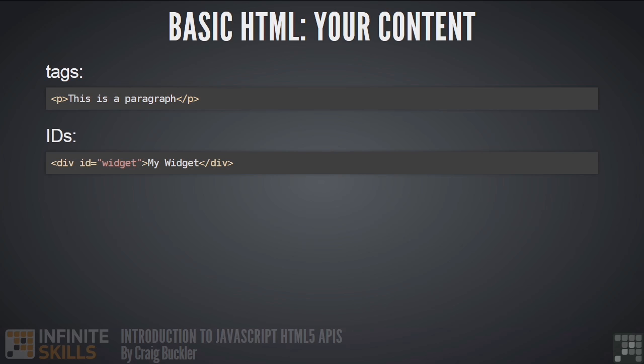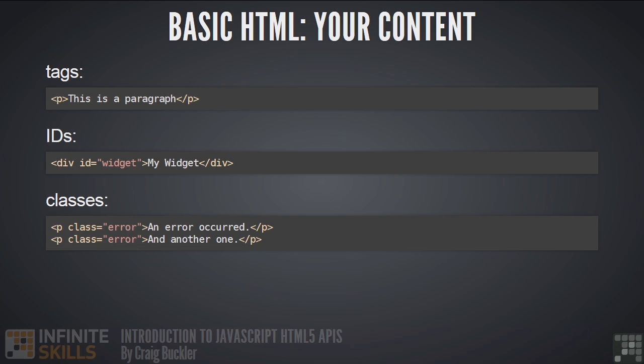Now any tag can be assigned an ID. That ID is a unique name within the page. There is only one tag which can have the ID widget, and that's because you might only ever have one widget on the page. Now any tag can also have a class. Classes are similar to IDs except they can apply to any number of elements. For example, we might want to display error messages, and there could be more than one on the page.